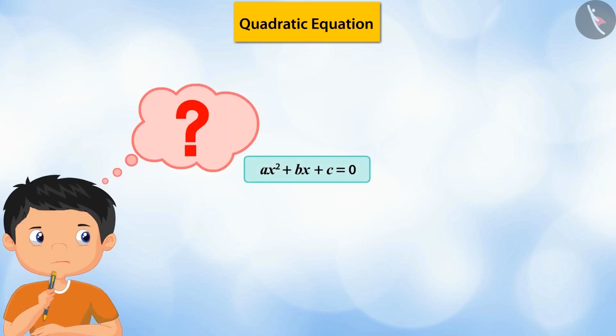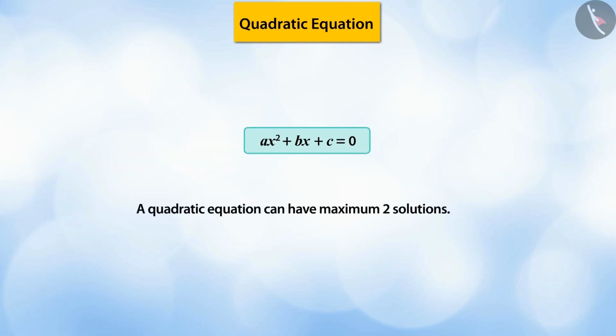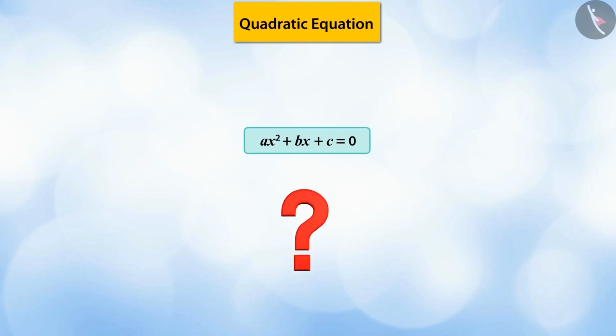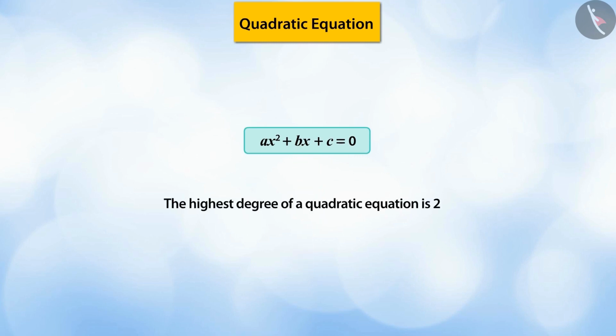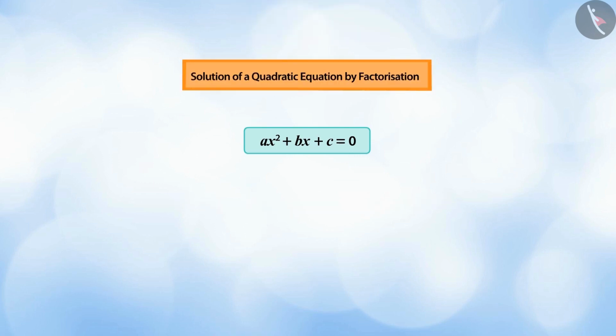Can you tell the maximum number of solutions a quadratic equation can have? Very good. It can have a maximum of 2 solutions. How did you know this? A quadratic equation has 2 as the highest degree. Hence, a quadratic equation can have a maximum of 2 solutions. Do you know how to solve a quadratic equation by using factors?